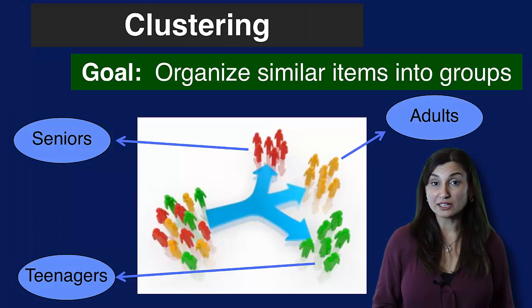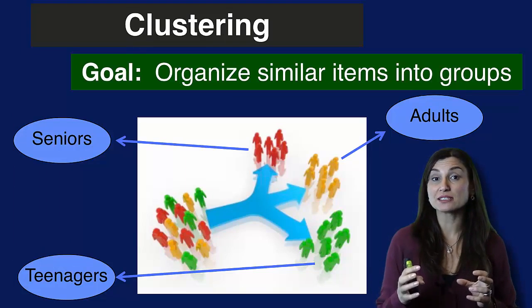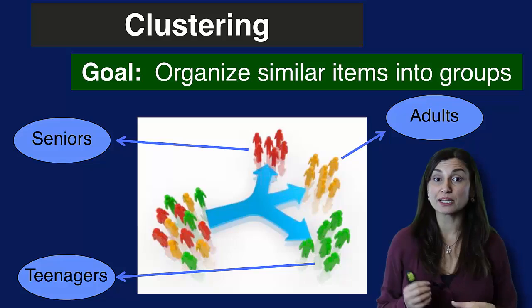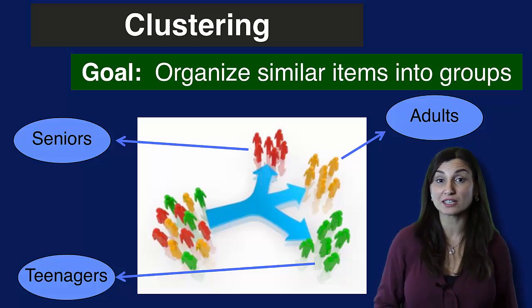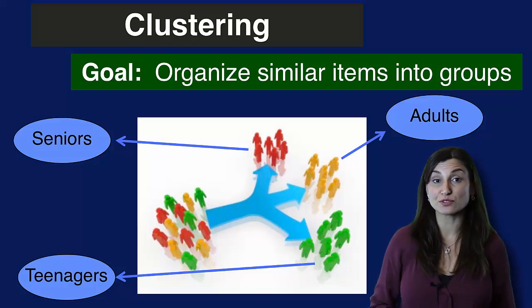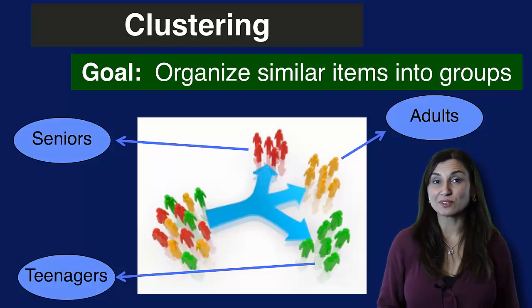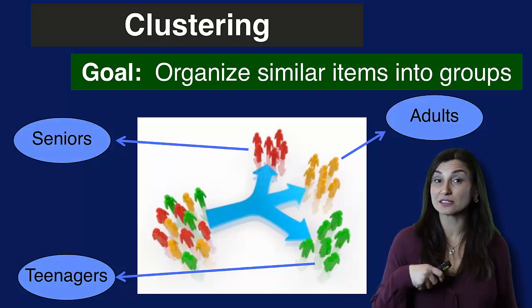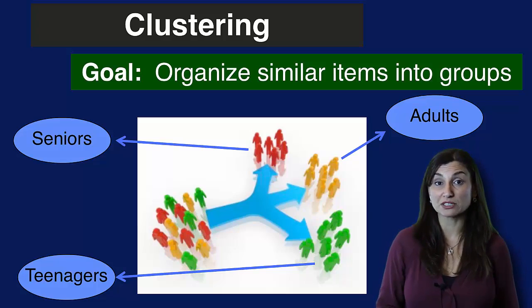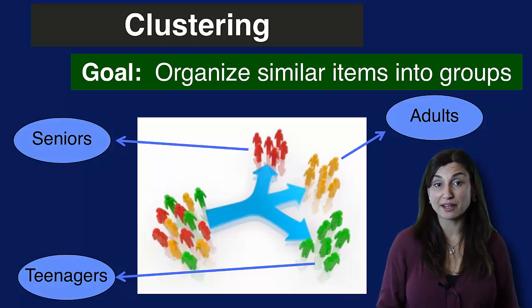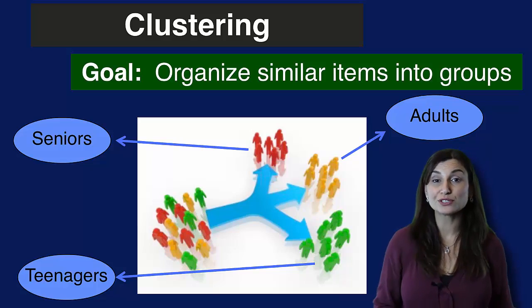In clustering, the goal is to organize similar items into groups. An example is grouping a company's customer base into distinct segments for more effective targeted marketing, like seniors, adults, and teenagers, as we see here. Another such example is identifying areas of similar topography, like mountains, desert, plains, for a land use application. Yet another example is determining different groups of weather patterns, like rainy, cold, or snowy.